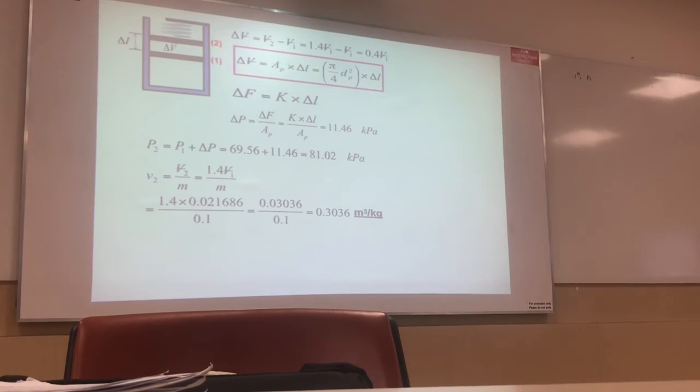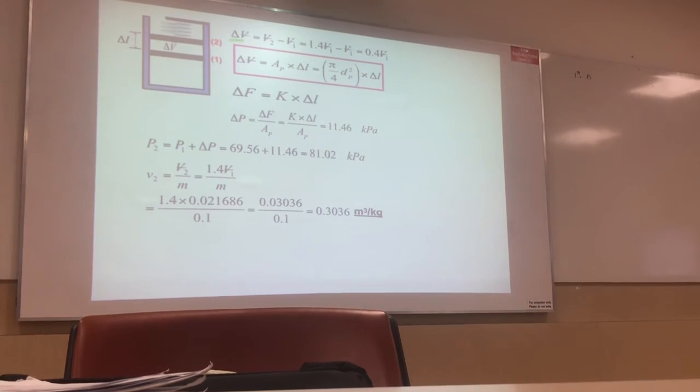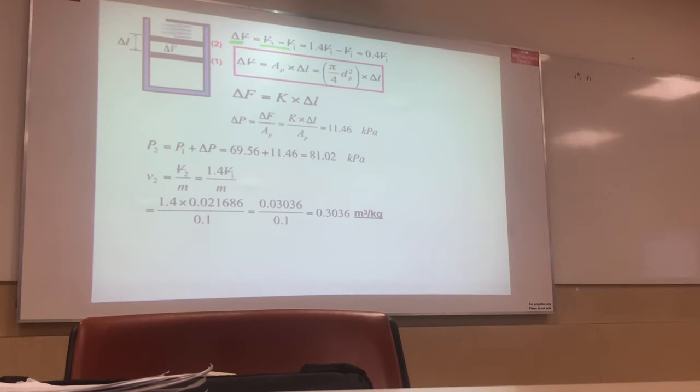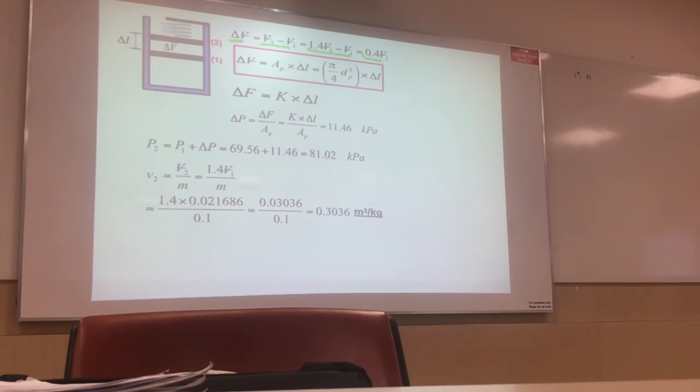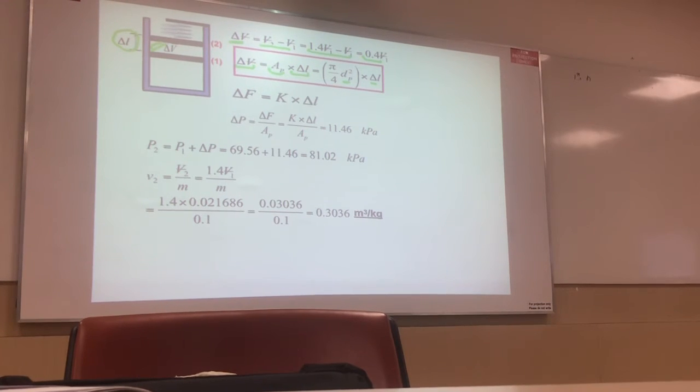Then what is delta V? V2 minus V1, 1.4 V1 minus V1, that is 0.4 V1, right? So what is delta V? Delta V is area times delta L. What is area? Pi by 4 dp square times delta L. So this is delta L, and this indicates delta V, this volume.